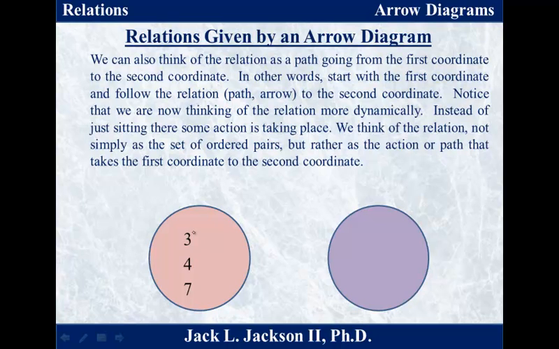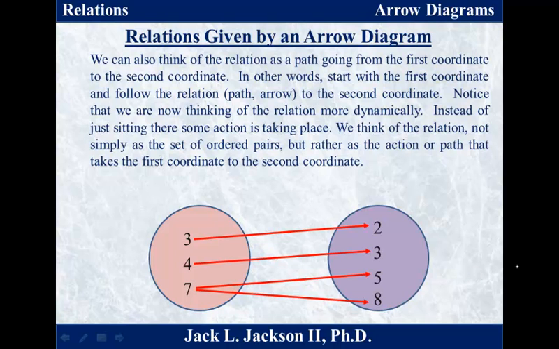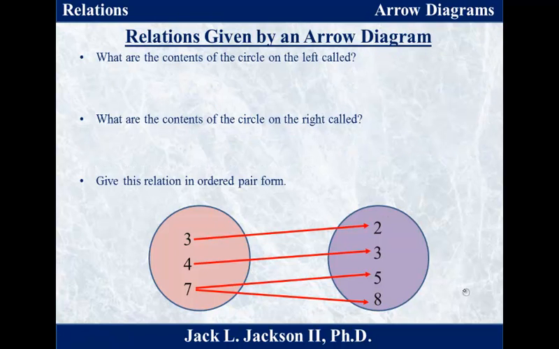So here we have 3, 4, 7. Those are going to be our inputs, our first coordinates. And watch this. They're going to be sent over, boom, to some second coordinates. So 3 gets mapped to 2, gets sent to 2. 4 gets sent to 3. 7 gets sent to 5, and 7 also gets sent to 8. And so we have, this generates some ordered pairs. So this generates the ordered pair 3, 2, and so forth. So there's the same relation.